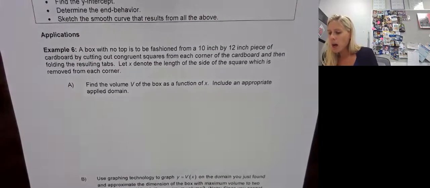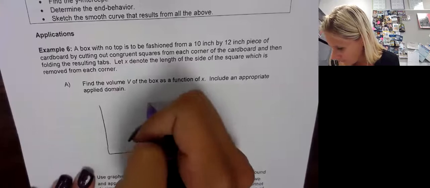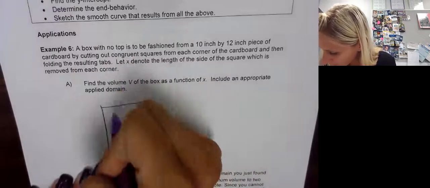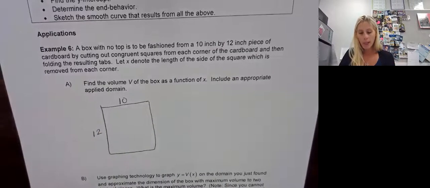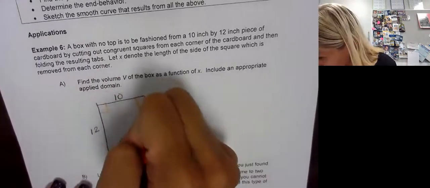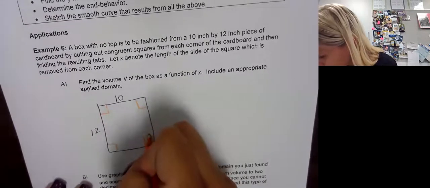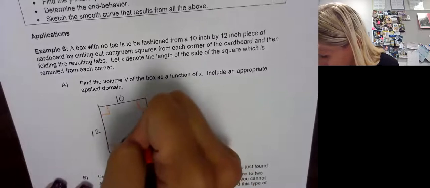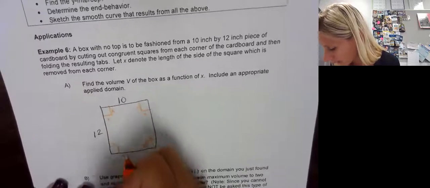A box with no top has been fashioned from a 10-inch by 12-inch piece of cardboard. Okay, so here we go. We have this cardboard here, and it is a 10 by 12. Now, we're going to make a box, right? So what they're going to do is cut out the corners here, and we're going to denote that as X. So we're cutting out X length here. And then we're able to fold up the sides and we have our box with no lid.